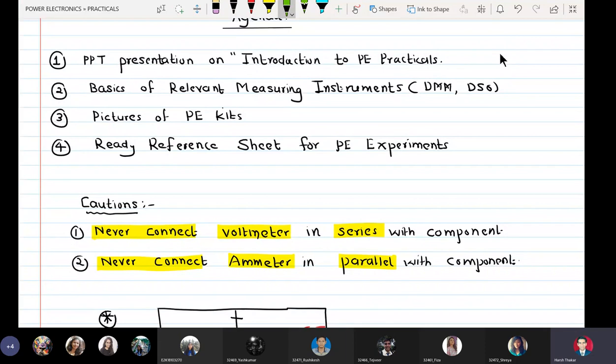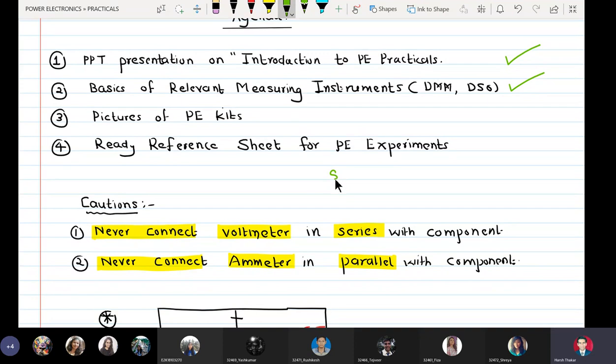So I gave a presentation on introduction to PE practicals. We also learnt the basics of using a DMM for checking the continuity of patch cords, how to connect a DMM correctly as a voltmeter, how to connect a DMM correctly as an ammeter, and we commented that never connect a voltmeter in series with a component, never connect an ammeter in parallel with a component. We also saw that there are three different aspects to using a DMM correctly.